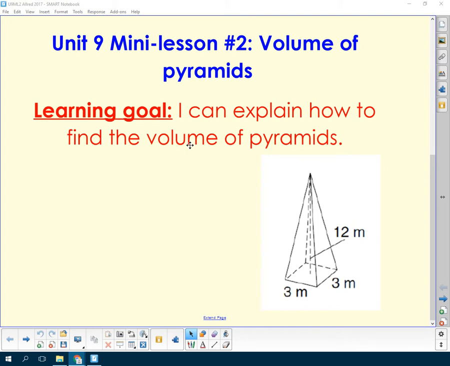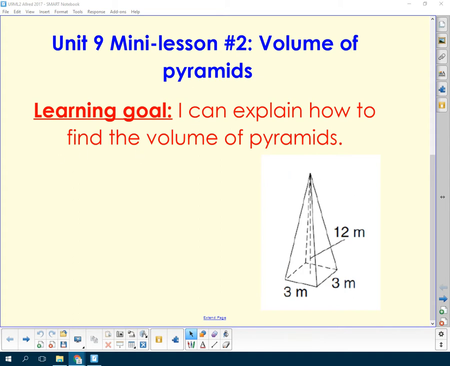We're going to keep rolling along here with unit number 9. We're going to talk about the volume of pyramids today. Your learning goal is by the end of today's lesson, you should be able to explain how to find the volume of pyramids. Yesterday, we had a long chat about prisms. We talked about how prisms were 3D shapes with two identical bases. And today, we're going to talk about pyramids. They happen to have just one base. They come to a point at the top.